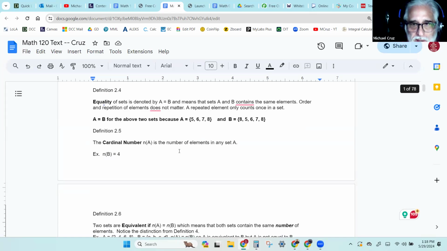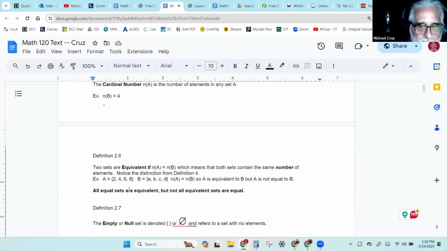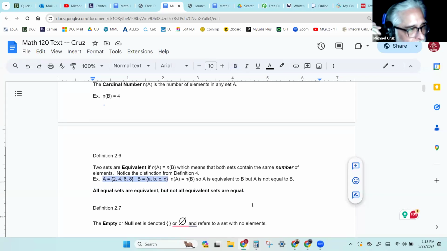Now, just to let you know, if two sets are equal, then they are equivalent because they got the same number of elements in it. But if they're equivalent, they're not necessarily equal. And this example shows us that they're not equal.